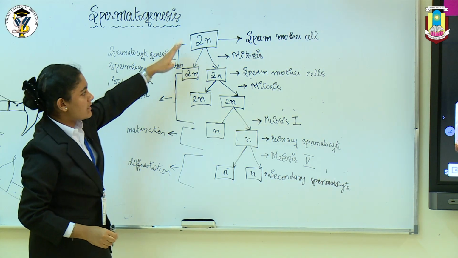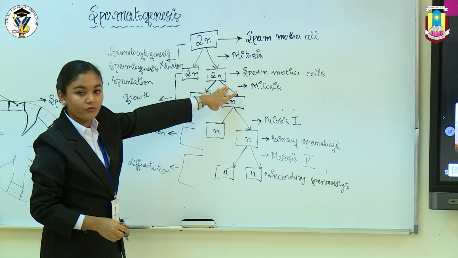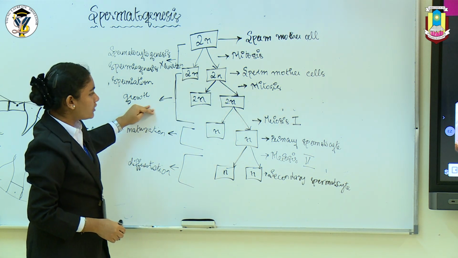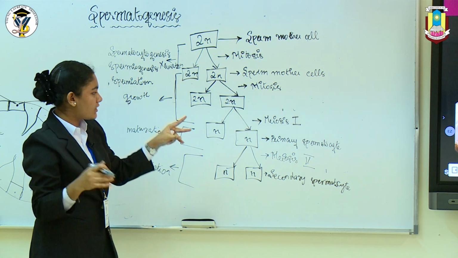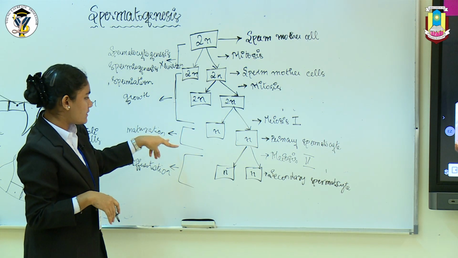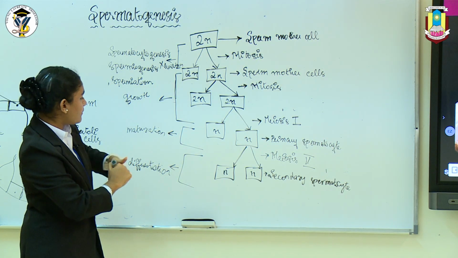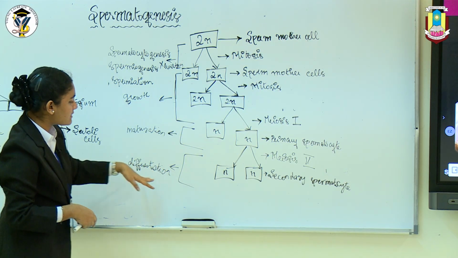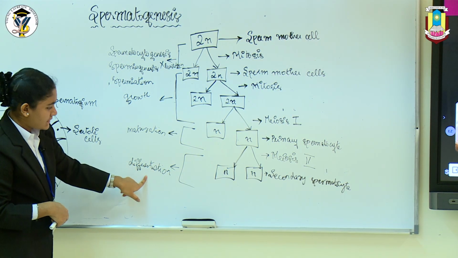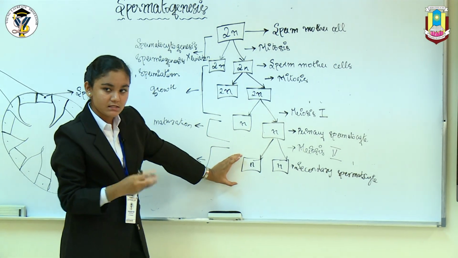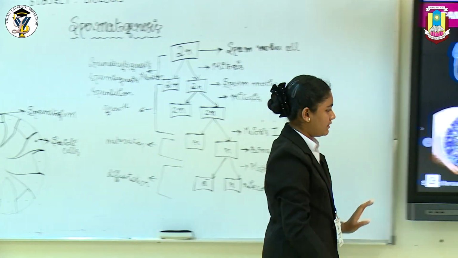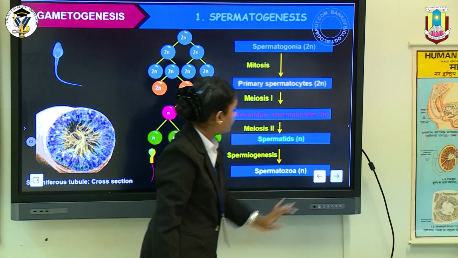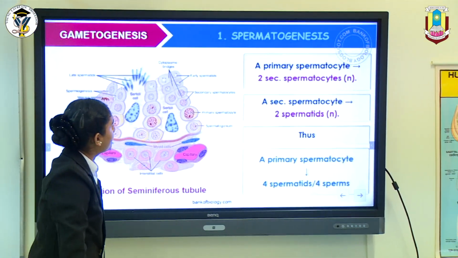So multiplication in the sense sperm mother cells are multiplying in order to form more cells. Then growth phase is when these cells become large and they form the primary spermatocytes. Then after that maturation is when the meiosis 1 and the meiosis 2 steps take place. Then after that differentiation happens when the spermatids change into the sperm cells.